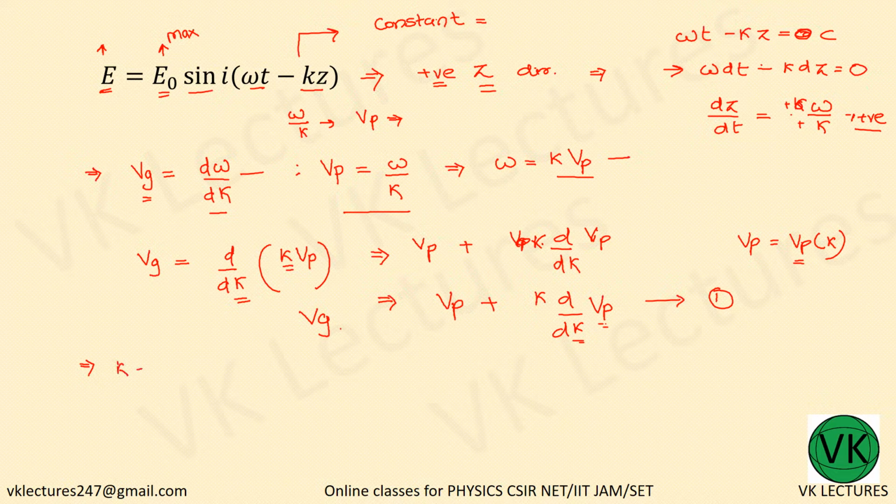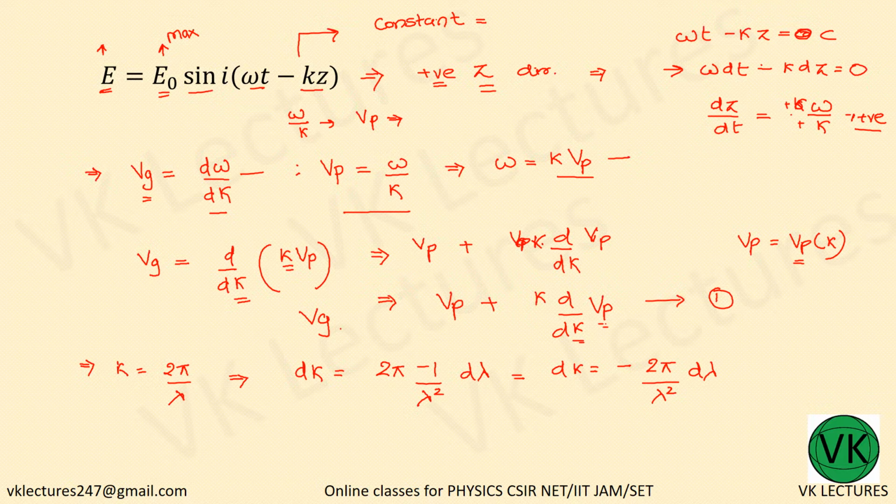Now k is equal to 2 pi by lambda. We can write it as dk equal to 2 pi, which is a constant, times the derivative of 1 by lambda, which is minus 1 divided by lambda square into d lambda. This is the differential form. Now we just need to substitute for dk. So dk equals minus 2 pi divided by lambda square into d lambda.